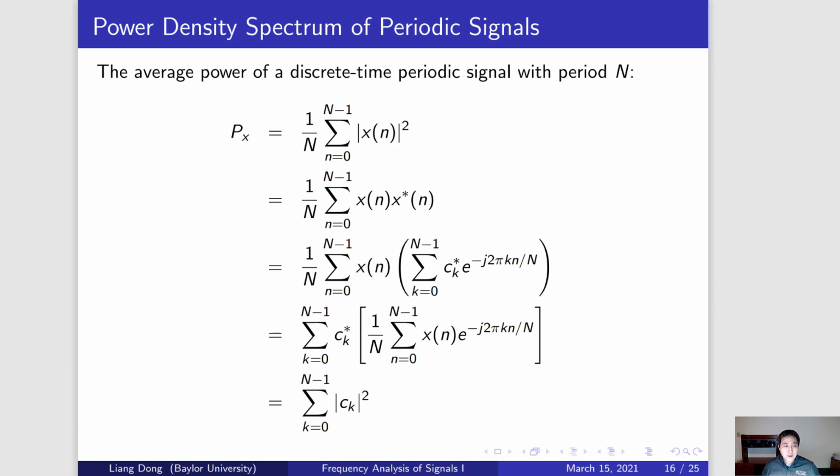Similarly, we can discuss the power density spectrum of a periodic signal, where the signal is discretized. The average power of a discrete time periodic signal with period N is the energy of the signal over one period divided by the span of the period. After some calculations, we find it is equal to the sum over one period of the absolute value squared of c sub k. Therefore, the absolute value squared of c sub k is indeed the power spectrum of the signal.